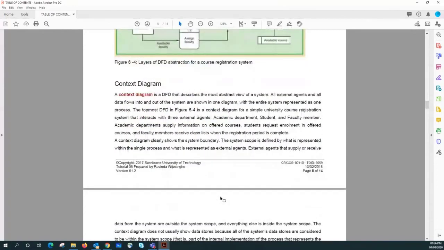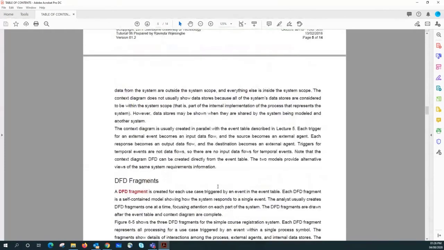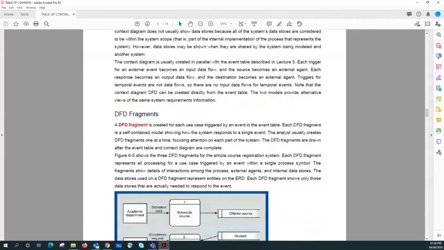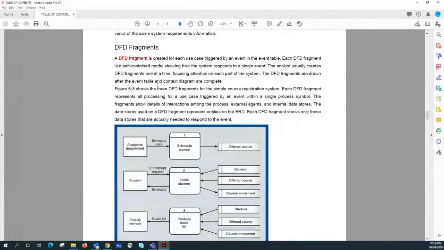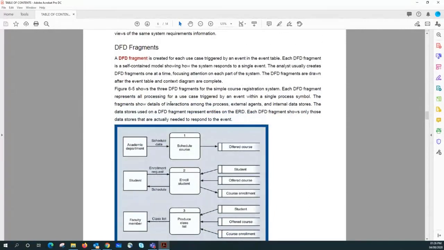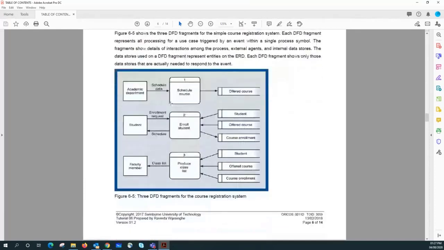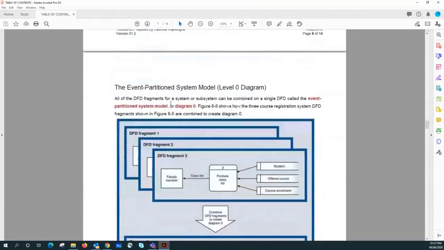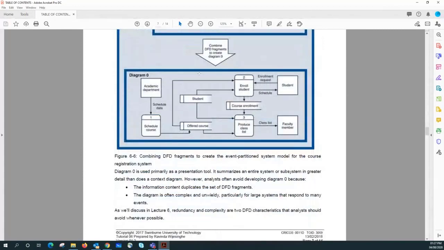I have given some examples of what we mean by the context diagram, the level 0 diagram, and the data flow fragments. The fragments we create for each event that you have identified in the event table. In your project, you need to identify 6 events, with at least one external event, one state event, and one temporal event. So together you need to have 6 events. That is the requirement. I have given you the ideas on how to create it.